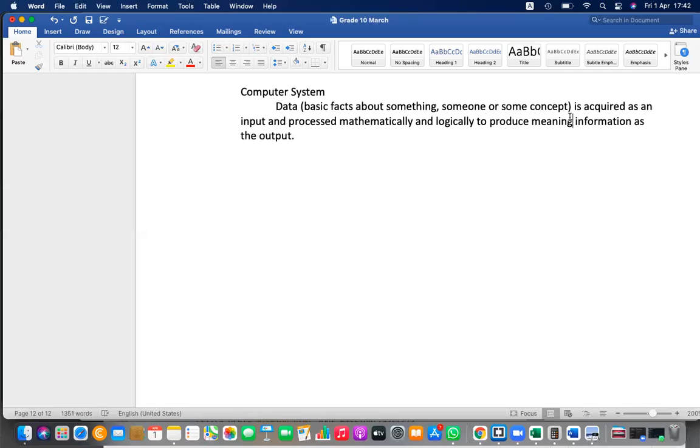Meaningful information as the output, using a set of interrelated components.